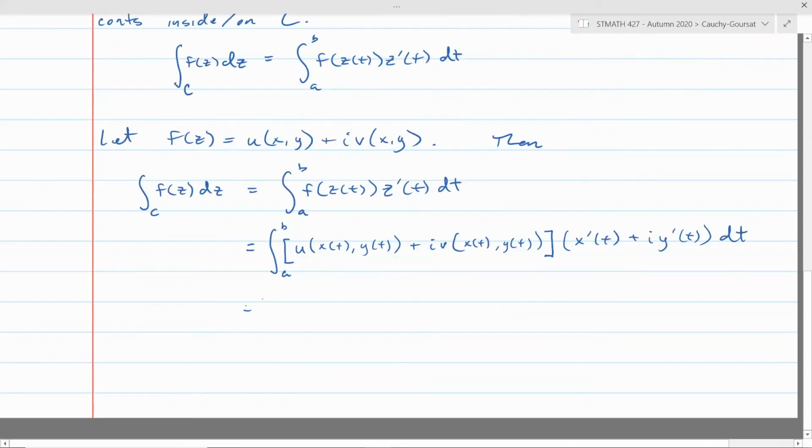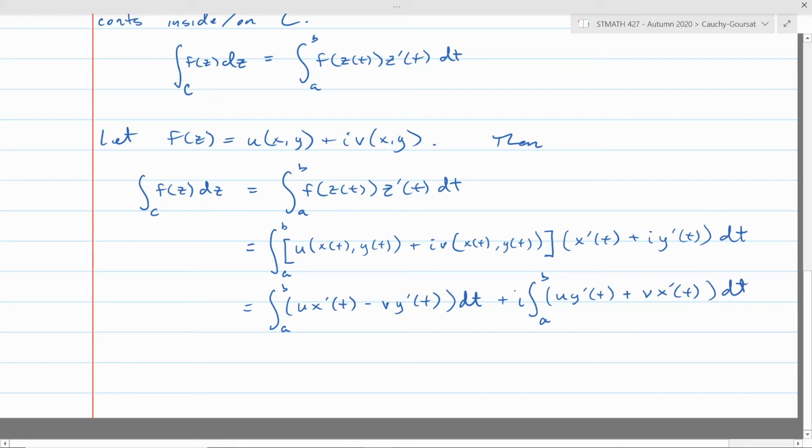Okay, multiplying all this out and then combining the real and imaginary parts, I would get the integral from a to b of u times x prime of t minus v times y prime of t dt, plus i times the integral from a to b, doing the imaginary part and breaking it up into two integrals, of u times y prime plus v times x prime.